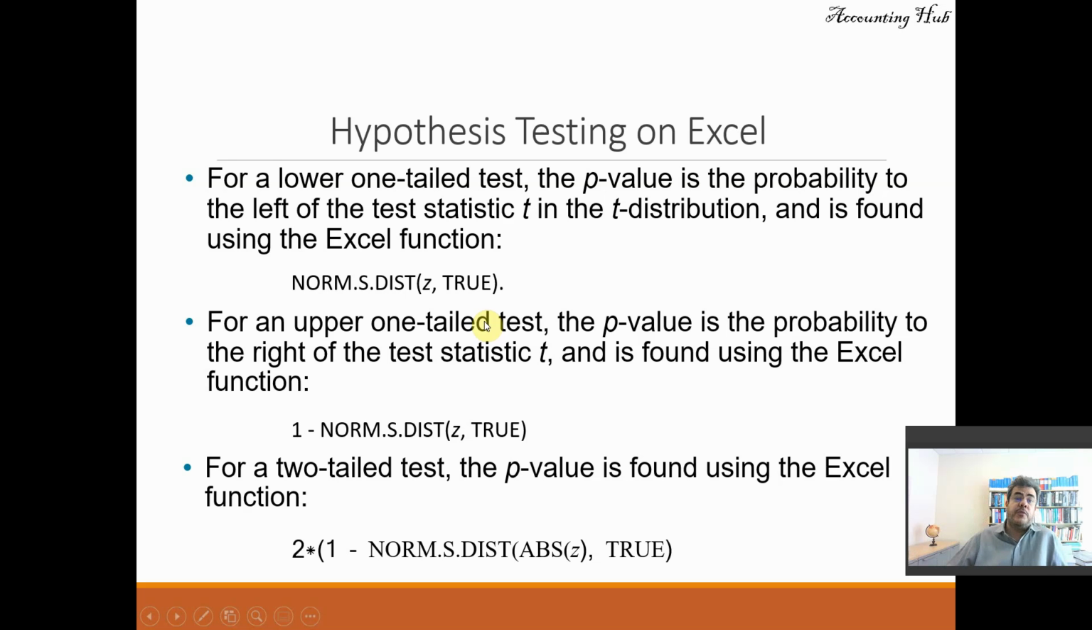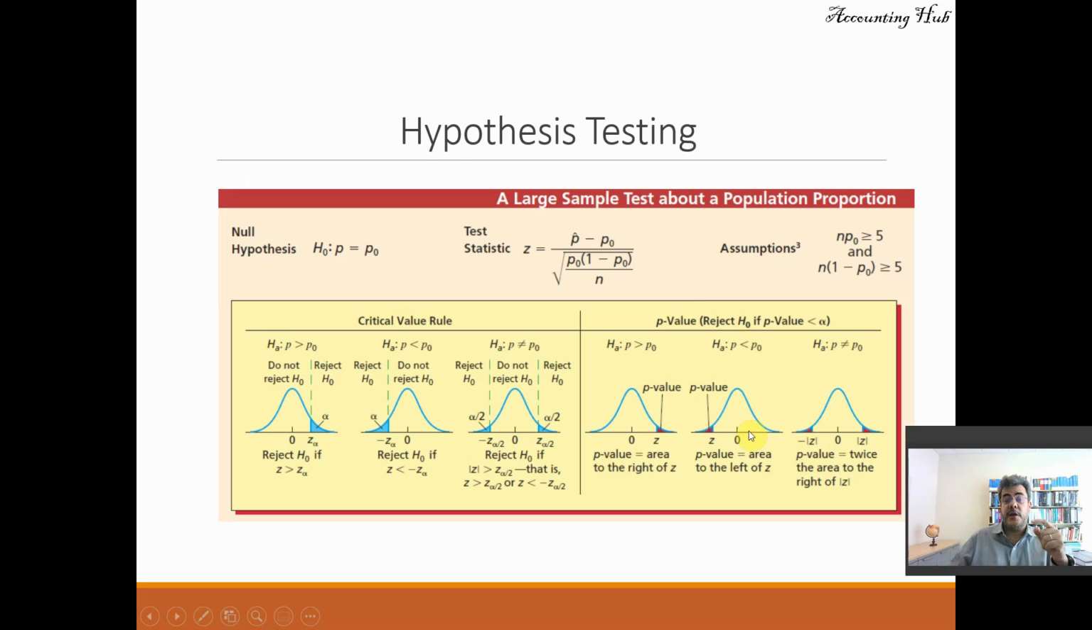We have three formulas. Lower one-tail test, NORM.S.DIST, z, and TRUE. Upper is 1 minus the same formula, and I will explain later why. And for two-tail, 2 times 1 minus NORM.S.DIST of the absolute z, because z can be positive or negative, so we work with the absolute number, and TRUE. All of them here are TRUE because we want the cumulative number. Here we work with this cumulative area instead of a single area.